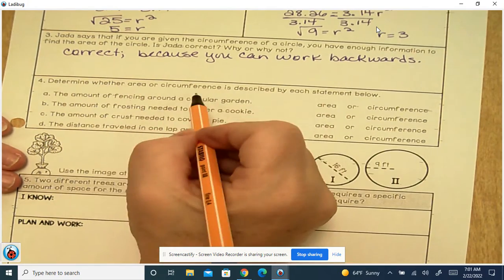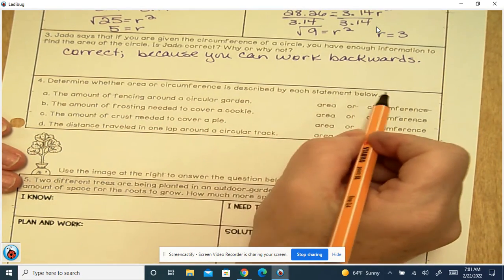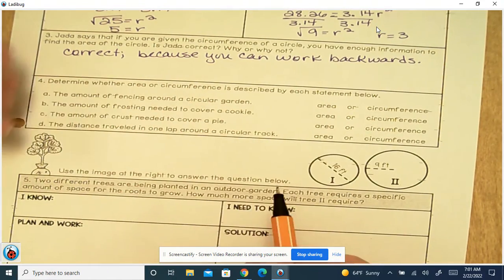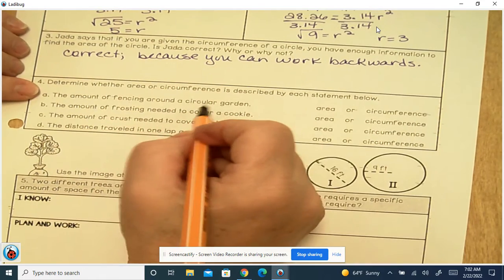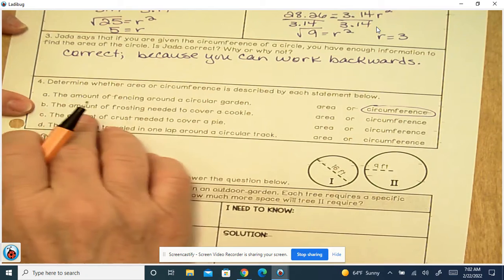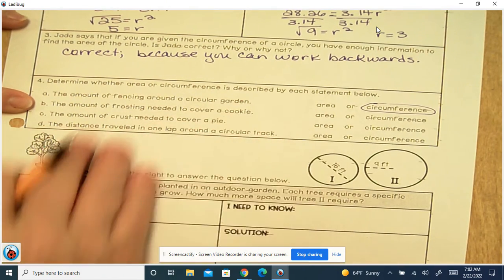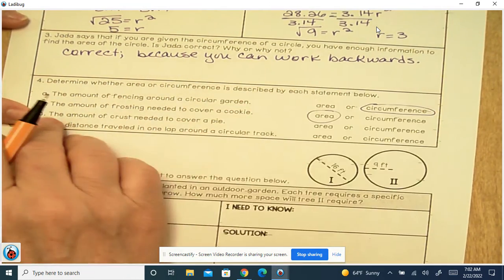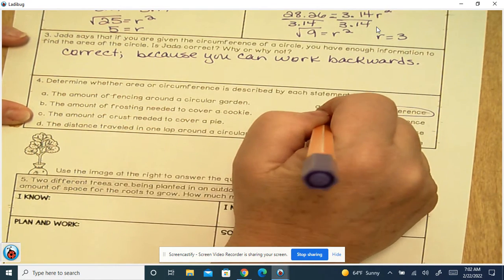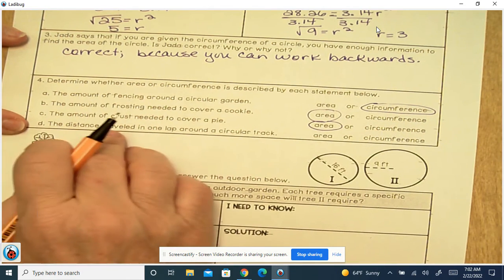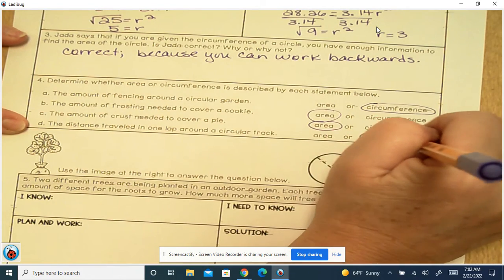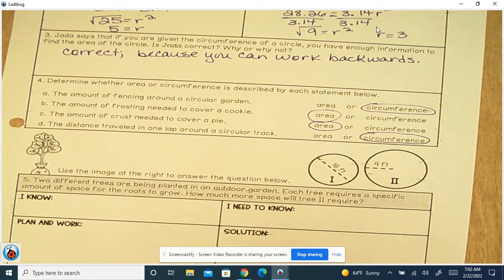Determine whether area or circumference is described by each of the statements below. Remember, area is the covering, circumference is the distance around. So the amount of fencing around a circular garden, that even says around, is circumference. The amount of frosting needed to cover a cookie, what goes over, is area. The amount of crust needed to cover a pie, that is also area. A distance traveled in one lap around a circular track. It's a distance around, which would be circumference.